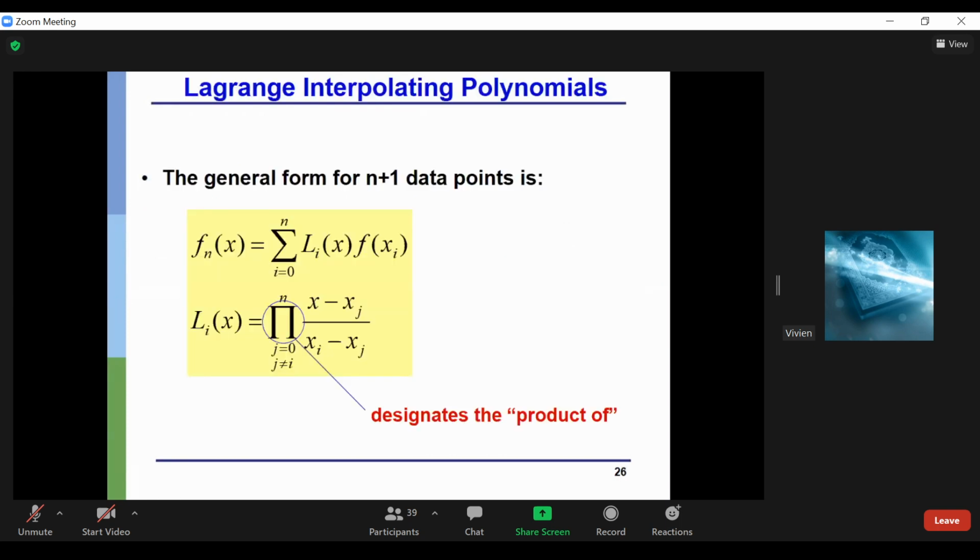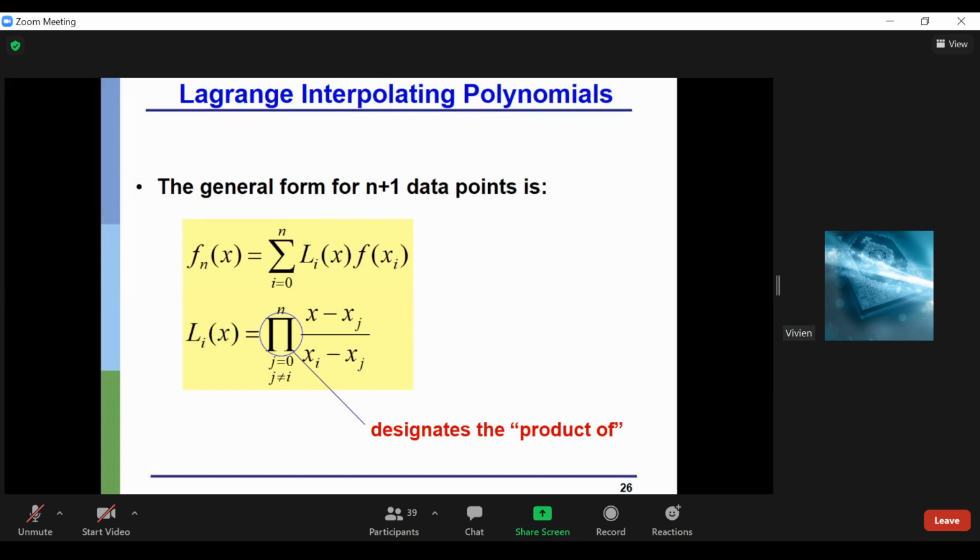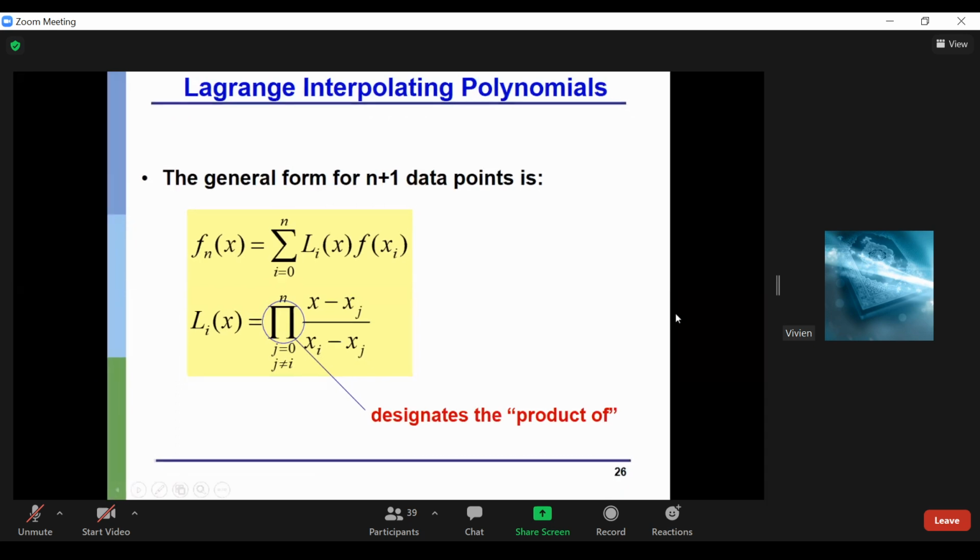Now we go on to the second method, which is the Lagrange interpolating polynomial. How to get the interpolated value? Again, we can use many different orders of n, an nth order equation, to interpolate the value. Now we have a slightly different structure for the equation here, in which fn(x) will be sigma Li(x) times f(xi).